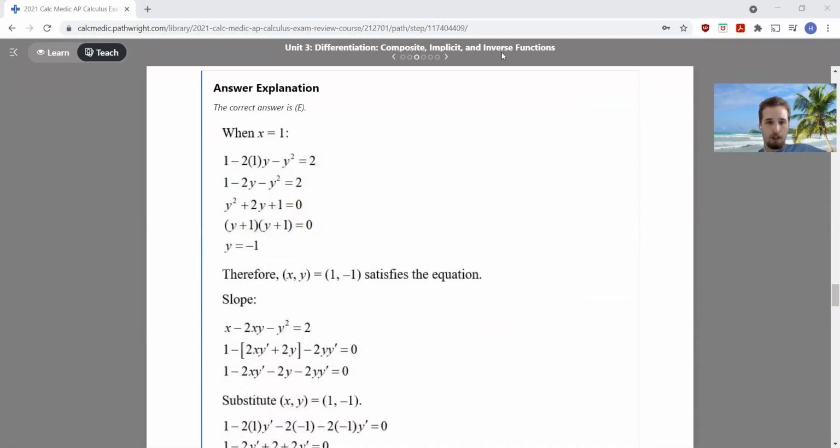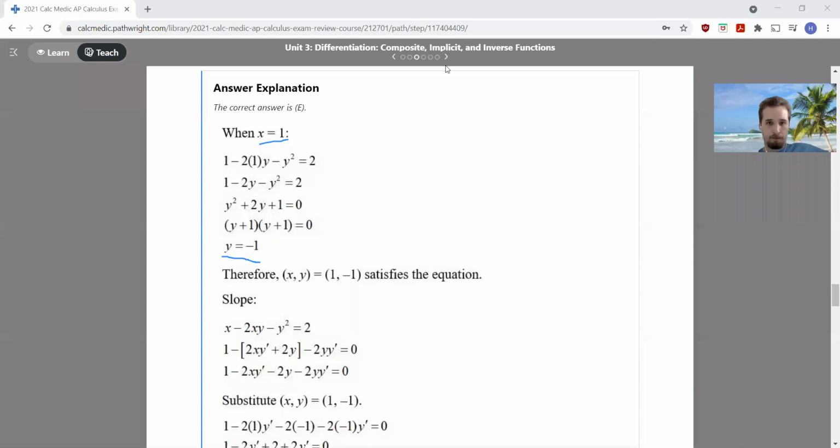So this just shows when x equals 1, it's solved for y. We just plugged into this equation so that they can get y plus 1 times y plus 1. So y is equal to -1. So we need to find the slope. So they implicitly differentiate here.